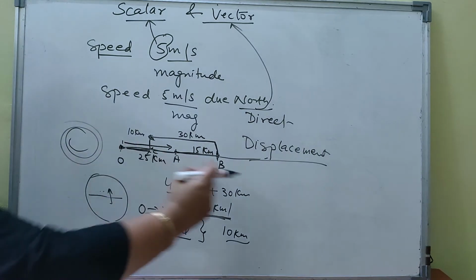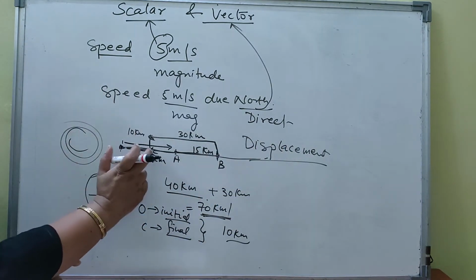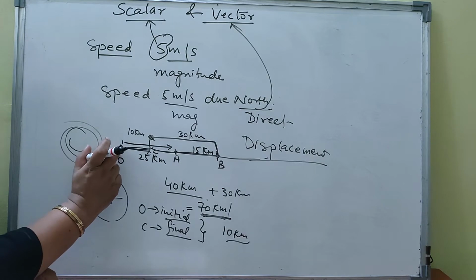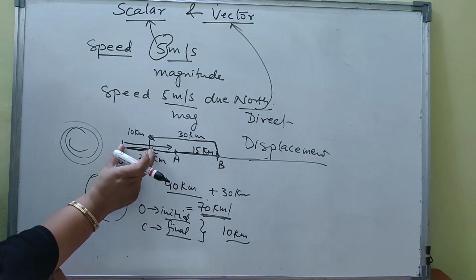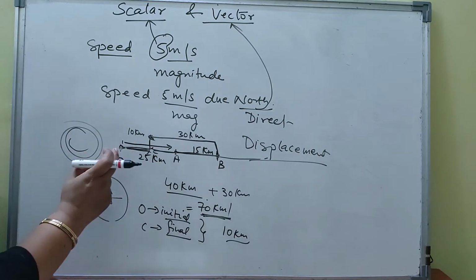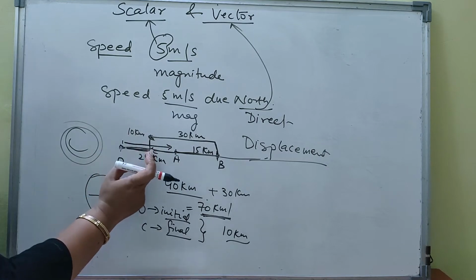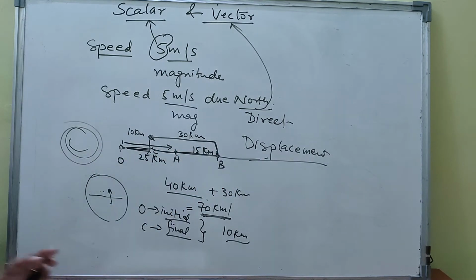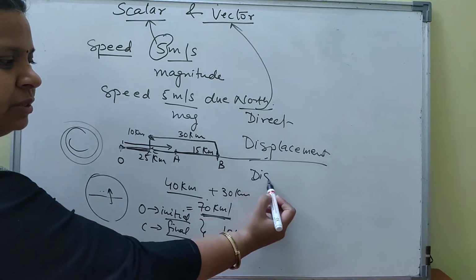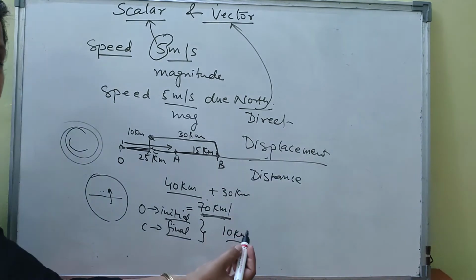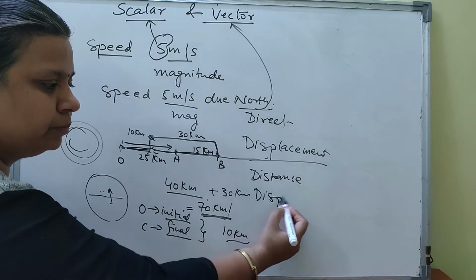Irrespective of where you go and come back, the gap between your final position and initial position, the minimum distance between the initial position and the final position, is known as the displacement. So, we have two things. One is distance and the other is displacement.